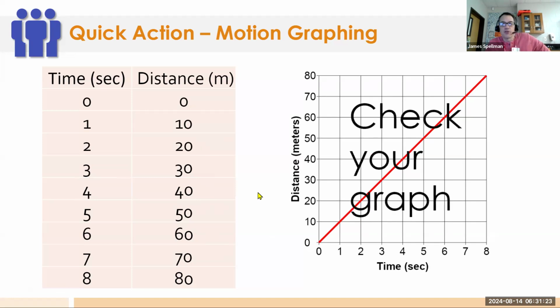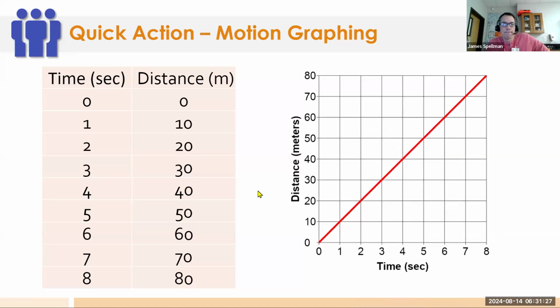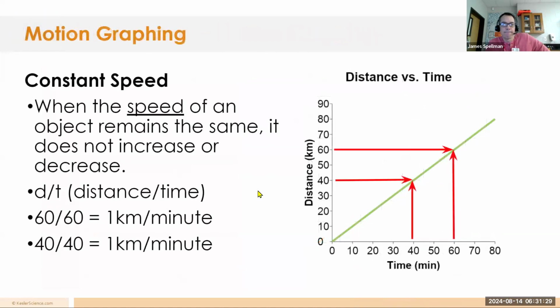So again, your graph should look like this. If you need to pause and finish it up, do so. As I said just a moment ago, this straight line tells us that something is at a constant speed. And when I say a straight line, I don't necessarily mean a flat line. It just has to be straight. So it could be straight going up, it could be straight going down. But when we see that on a distance time graph, that is telling us that the speed of the object is staying constant. It's not increasing and it's not decreasing.